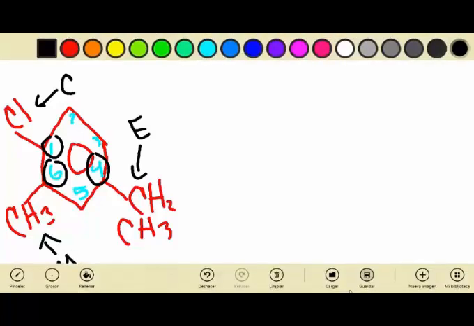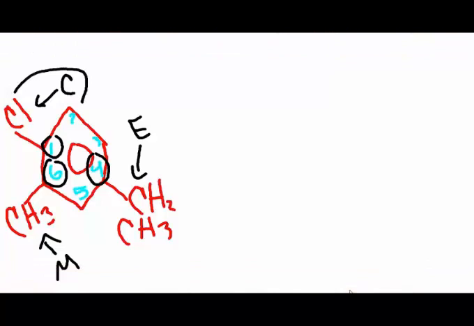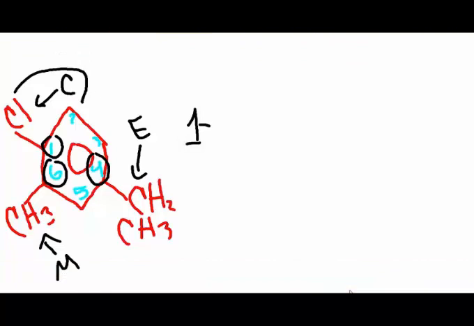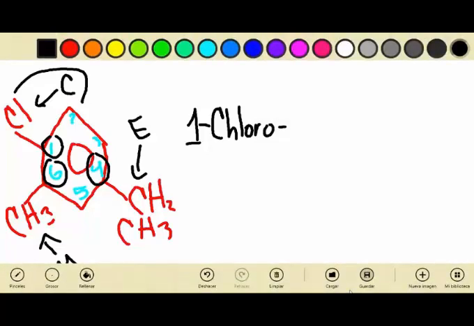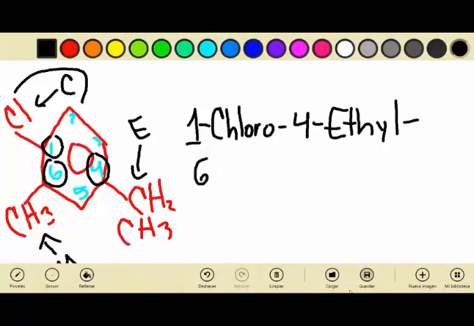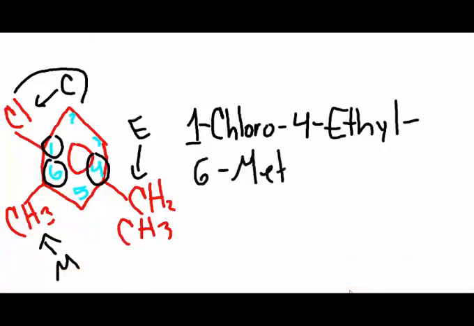So we're going to first start with this one. So we're going to first write number 1 hyphen chloro, hyphen. The next one is ethyl, so it will be number 4. Ethyl, now hyphen, and finally it will be number 6 hyphen methyl benzene.